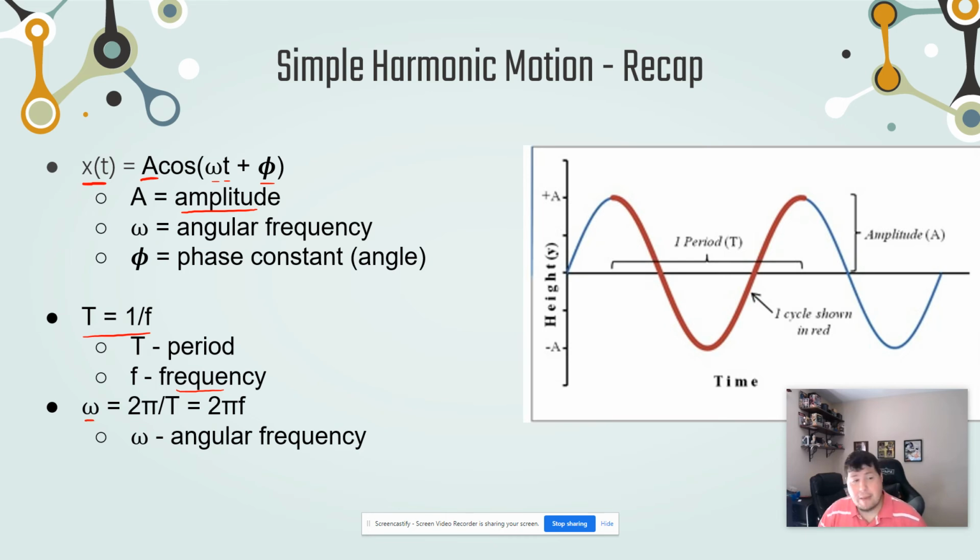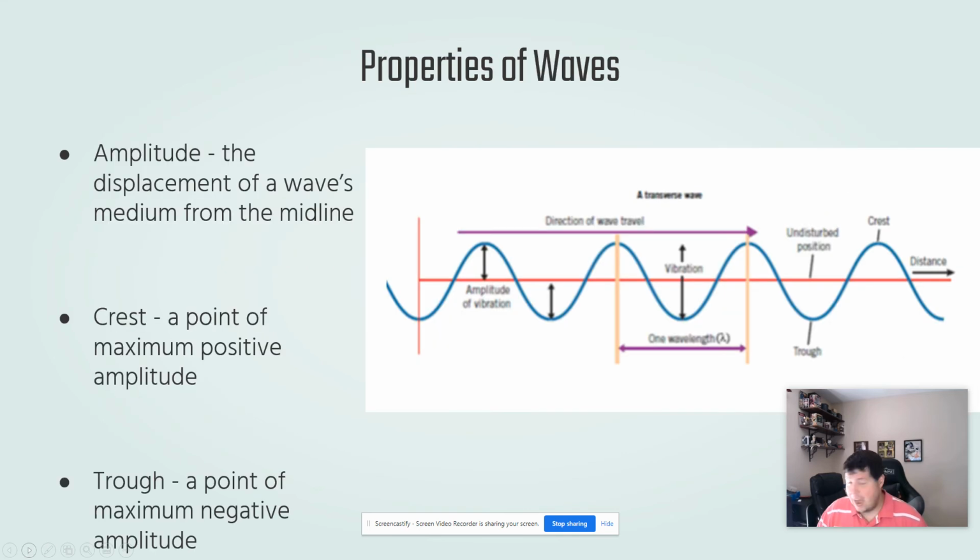Lastly, we learned about omega, which appears in this equation too. Omega is the angular frequency, which you can calculate using 2 pi over the period or 2 pi times the frequency. So we're going to talk specifically now about some other important things with a wave. What makes it different than that periodic motion stuff we talked about? Well, it still has an amplitude. That's the displacement of the wave's medium from the midline.